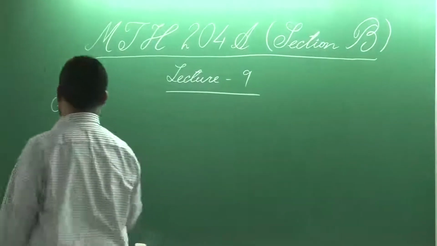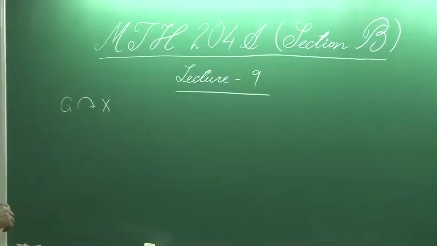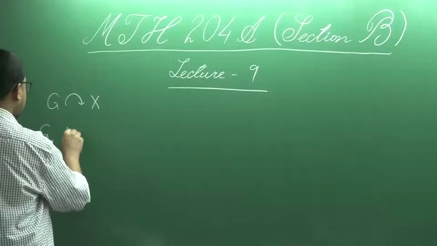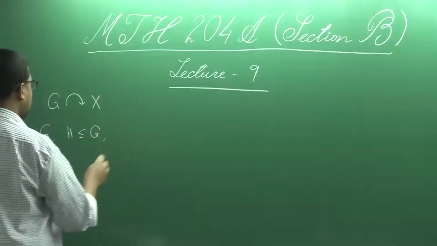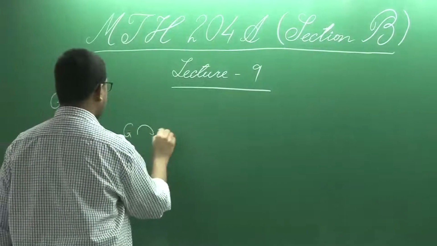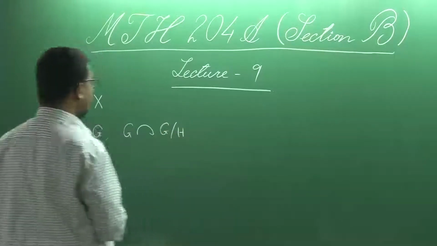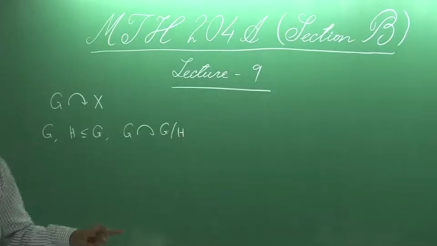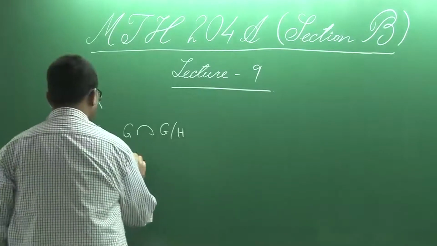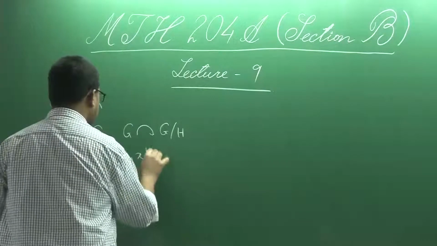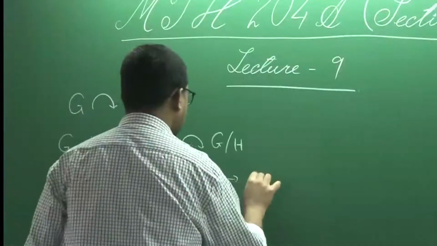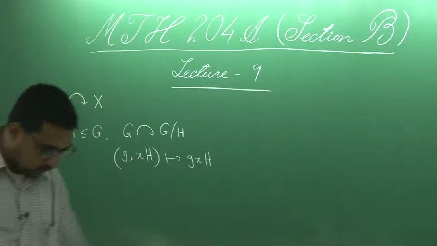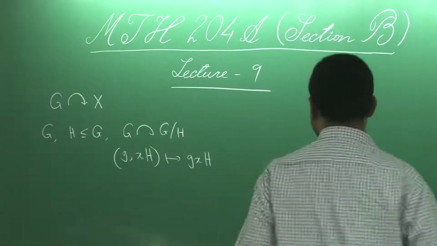As an example, we saw several examples, and one of them was the following: for any group G and any subgroup H, G has a natural action on G modulo H. This is the set of all left cosets of H in G. The action is defined by (g, xH) going to gxH for every g and every x. This action is irreducible.